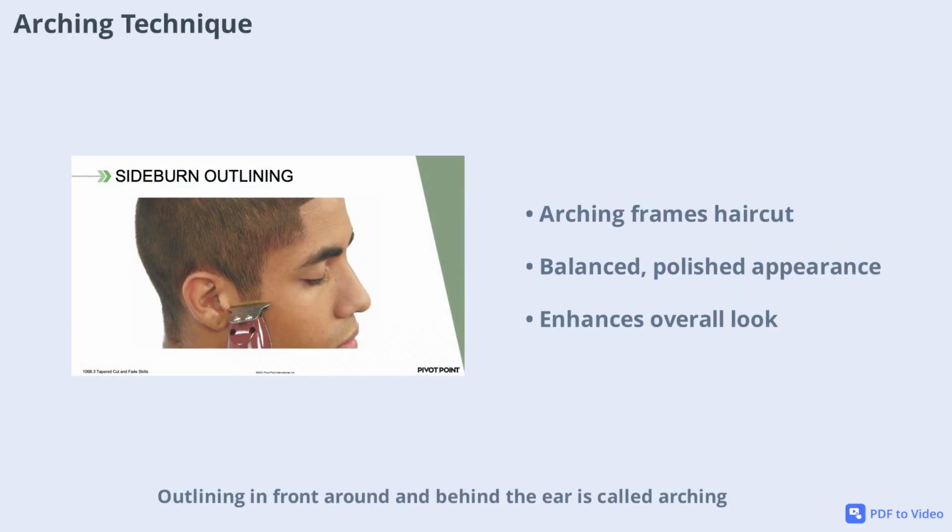Outlining in front, around, and behind the ear is called arching. This technique frames the haircut and ensures a balanced, polished appearance. We'll discuss how to execute arching for different hair types and styles, enhancing the overall look.